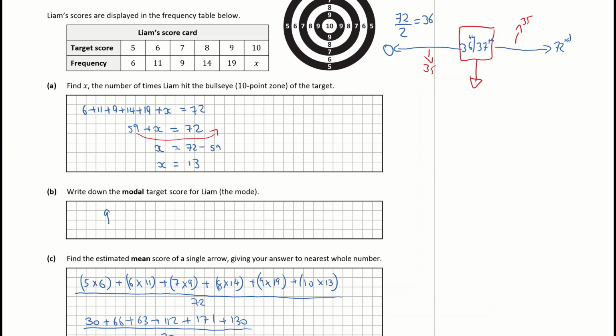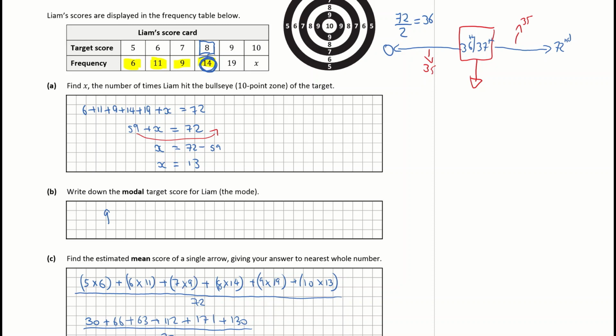So I go back to my frequency table. There's the first 6 arrows, then the next 11. So that brings me up to 17 arrows. Add on the next 9 brings me to 26 arrows. And then add on the next 14 would bring me to 40 arrows. So that means that the 36th and 37th are in here. It's in that quantity of 14, and that gives me a median then of 8. So the median value is going to be 8.